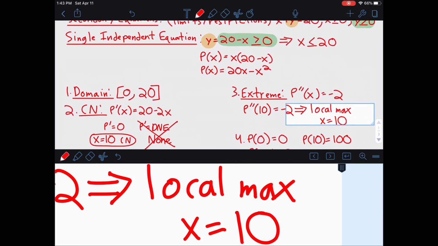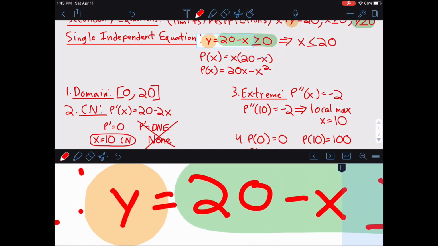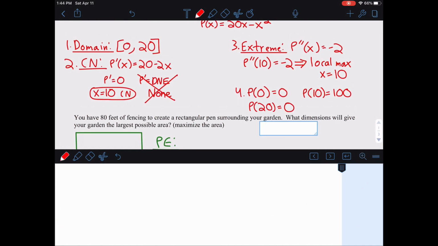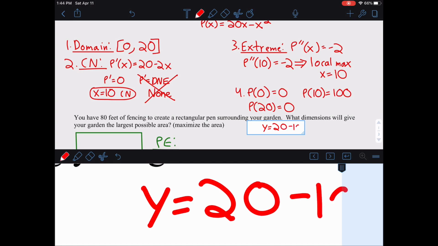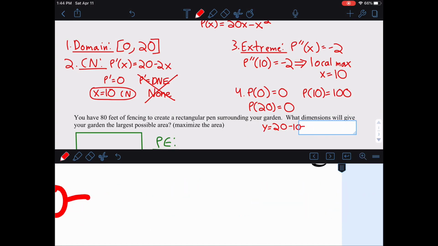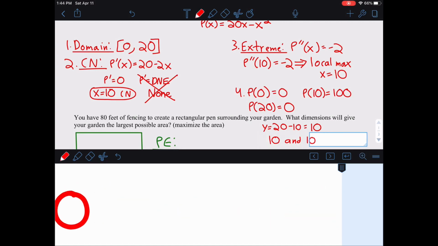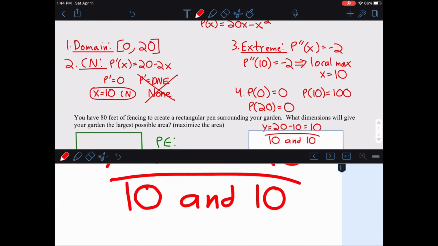Now I need to solve for y. And conveniently, I've already solved for y. Y is 20 minus x. So I'm going to come down here into the next question real quick, right? Y equals 20 minus 10. And so we get that y is also 10. And so what are my 2 numbers? They are 10 and 10. That is my final answer.